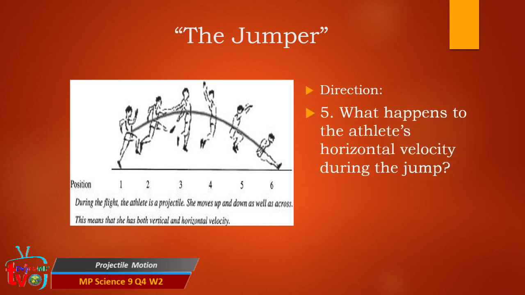And for the last question, number 5, what happens to an athlete's horizontal velocity during the jump?